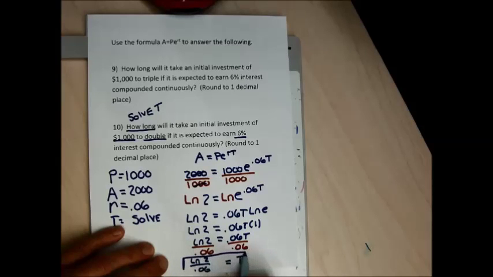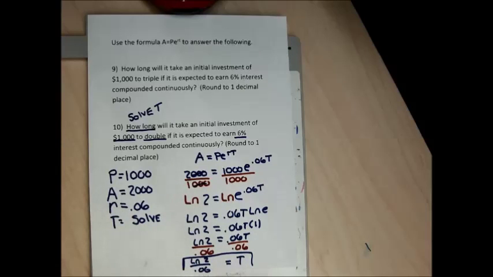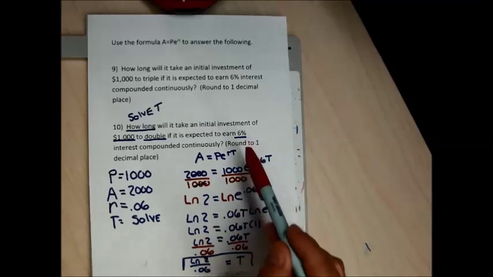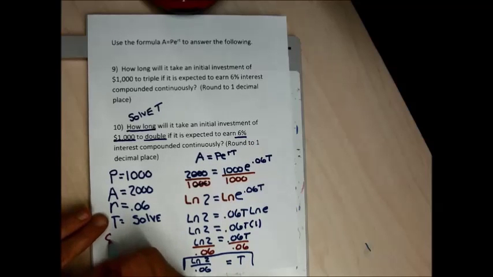That's technically an answer. That's what t equals, but that definitely isn't a great answer. The instructions say round to 1 decimal place, so I'm going to pull out my calculator.